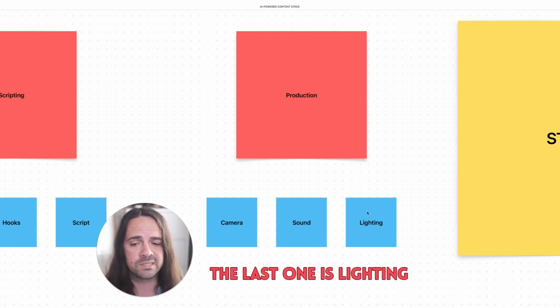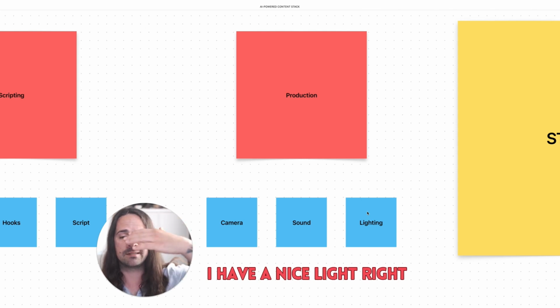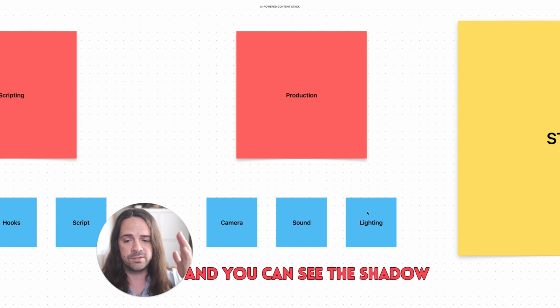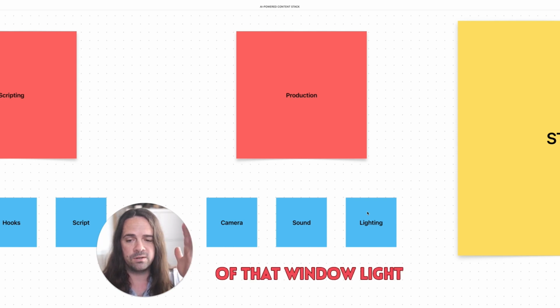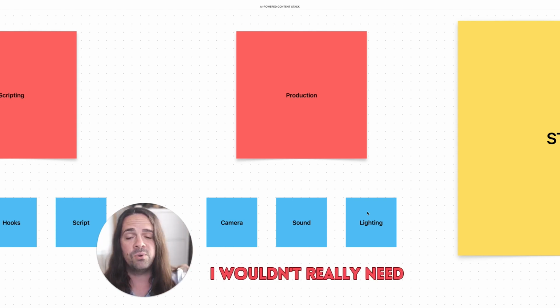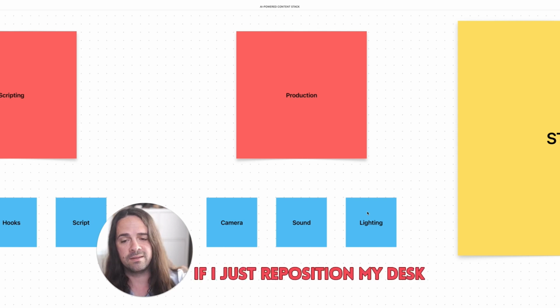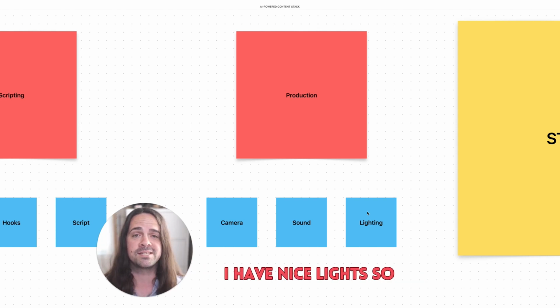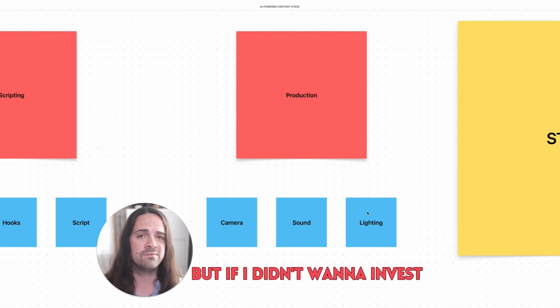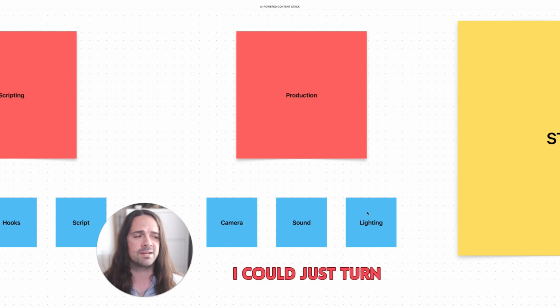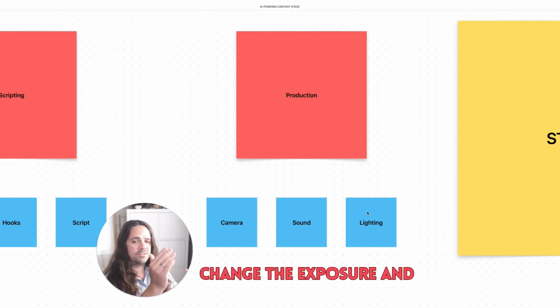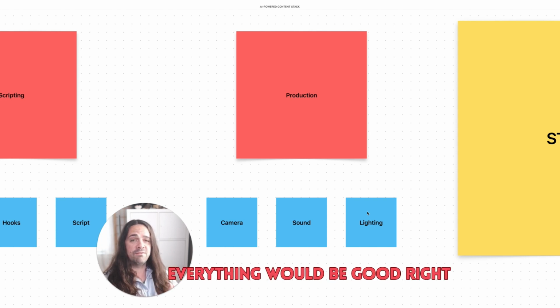And then the last one is lighting. I have a nice light right above the camera right now. There's also a window and you can see the shadow of that window light on the side of my face. I wouldn't really need a light up here if I just repositioned my desk, but because I'm a filmmaker, I have nice lights, so I can be a little more choosy with how I set things up. But if I didn't want to invest in expensive equipment, I could just turn my camera over here. I could face this bright light, change the exposure, and everything would be good.